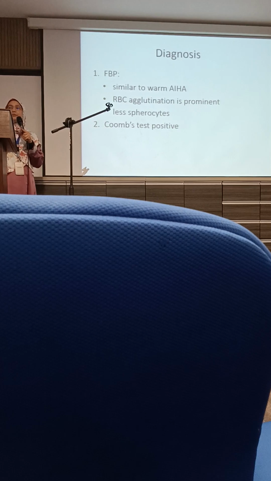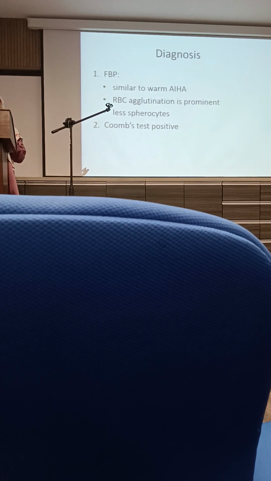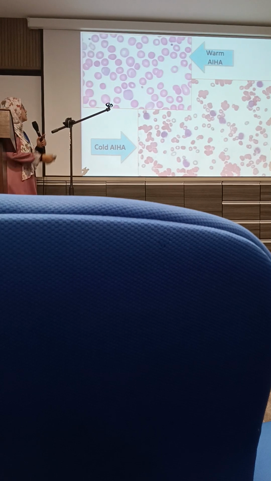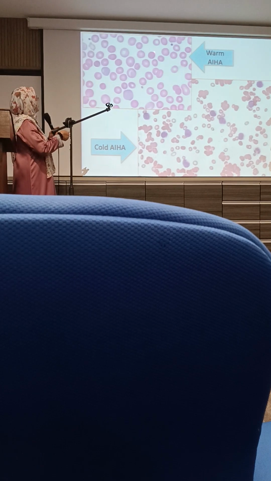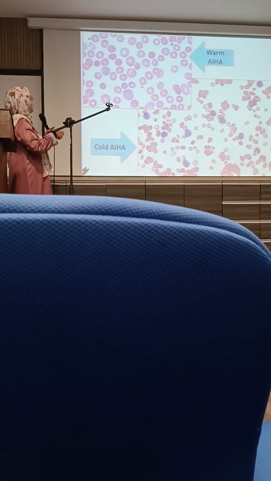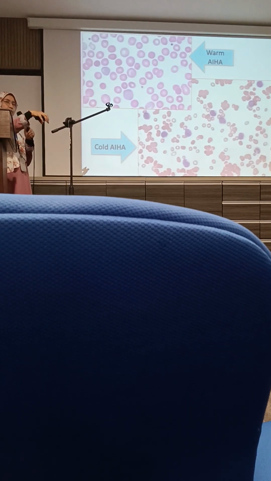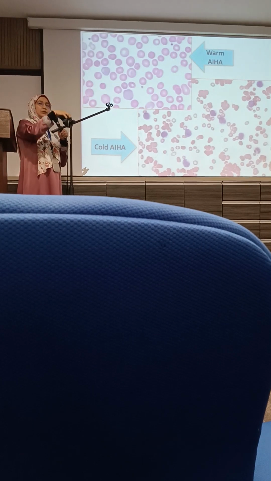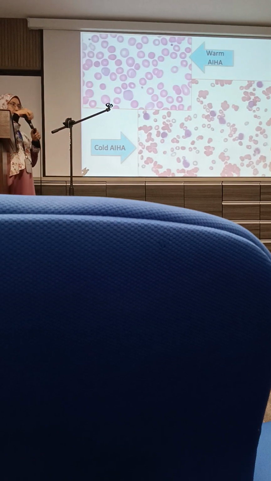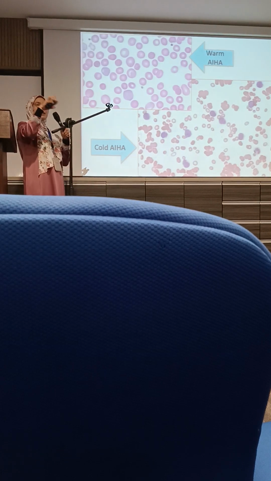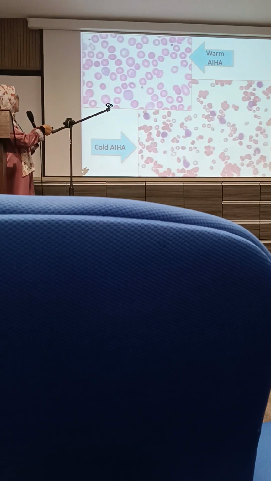The diagnosis: you look at the blood film and they have a positive Coombs test. Okay, this is warm IHA. You will see a lot of spherocytes. Okay, because the cells have antibody on the membrane. So when they pass through the spleen, the spleen eats part of the membrane and it becomes spherocytic. So you will see a lot of spherocytes and reticulocytes.